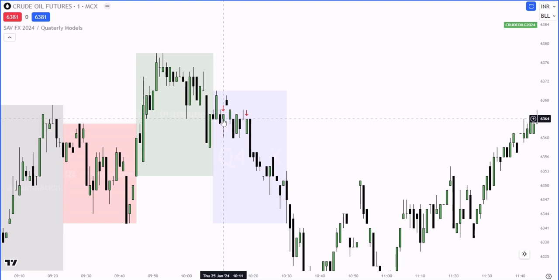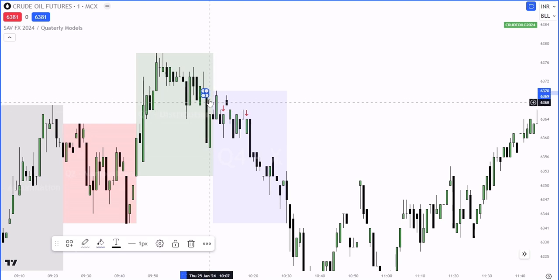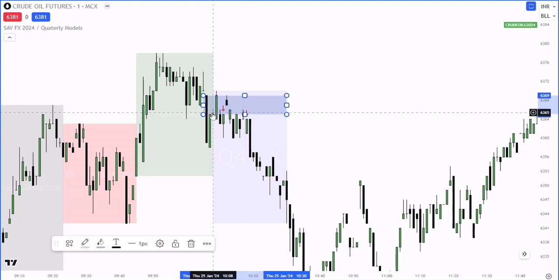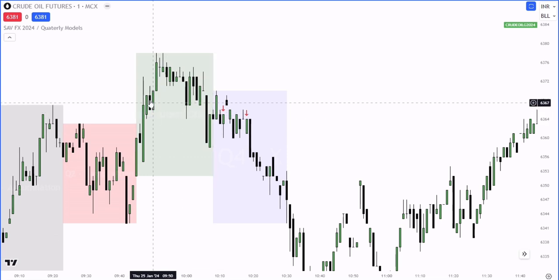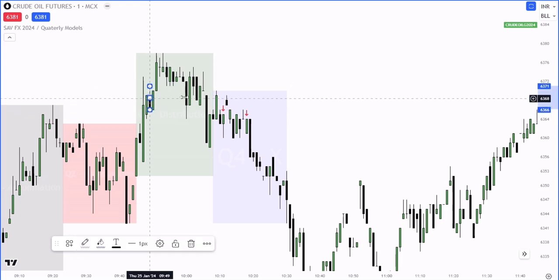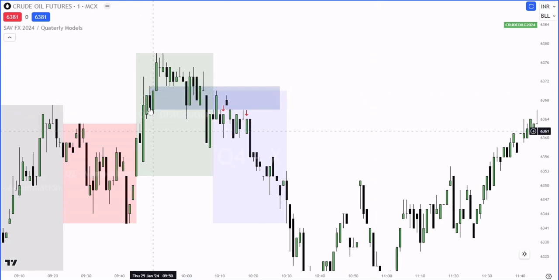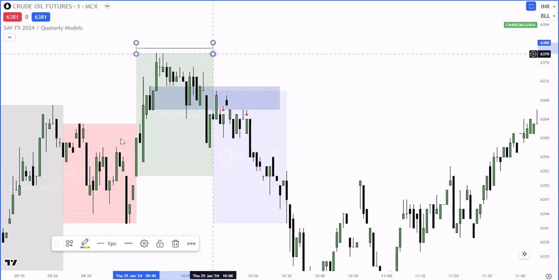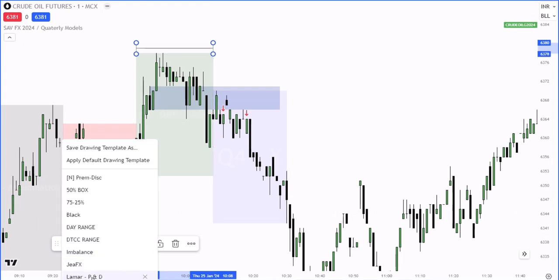How did I execute here? I did not use this fair value gap right here. That was not even what I was considering when I was entering the trade. But if you were utilizing this, it is still valid. What I was focused on was this right here. What is this? This was my breaker. And the reason why I trusted this as a breaker is because if I can divide this range right here into quarters, I'm going to do it like this.